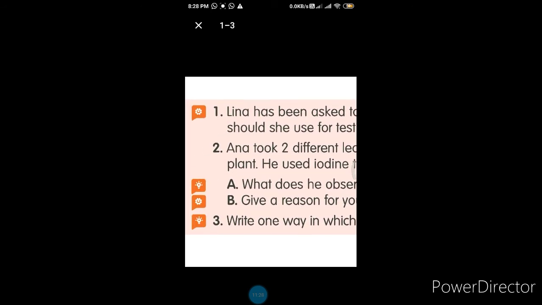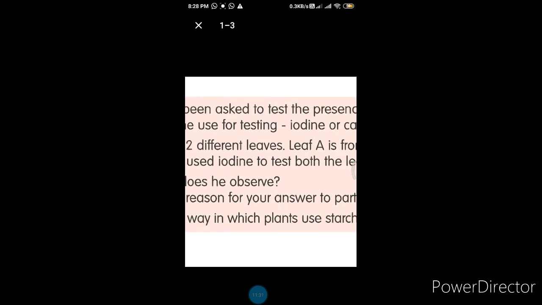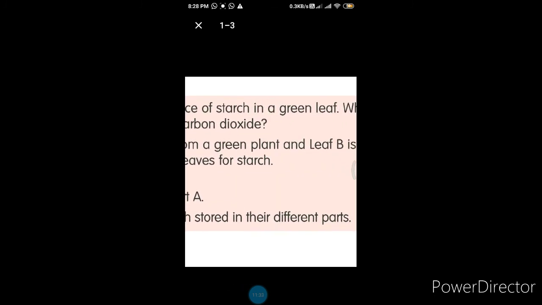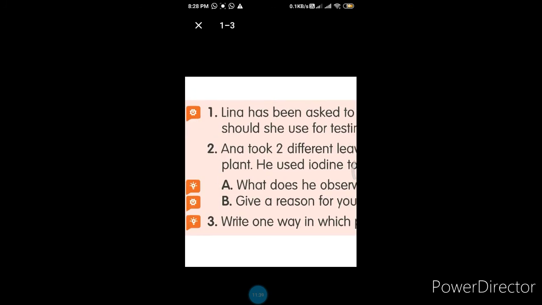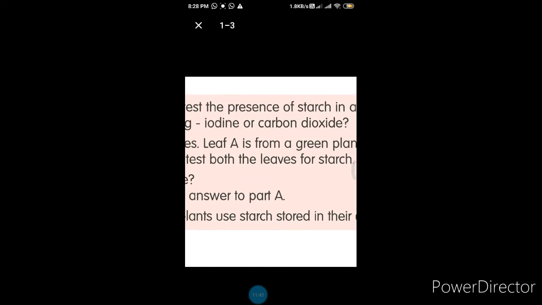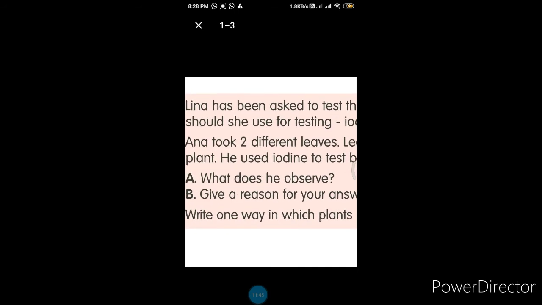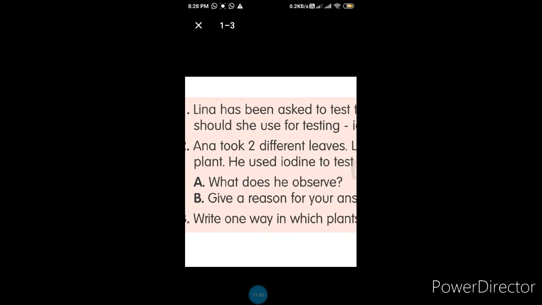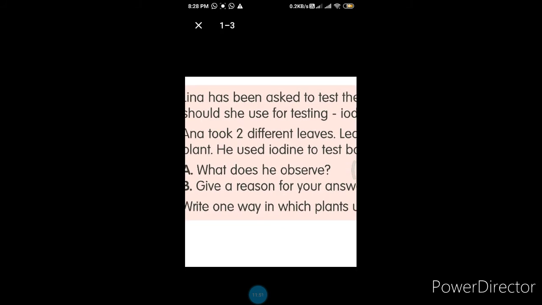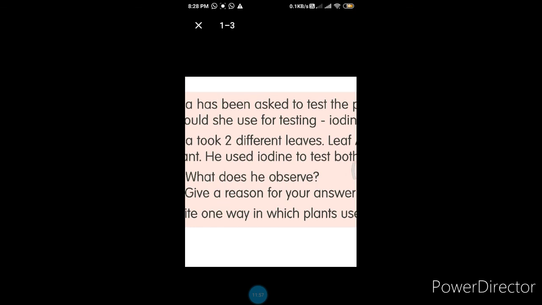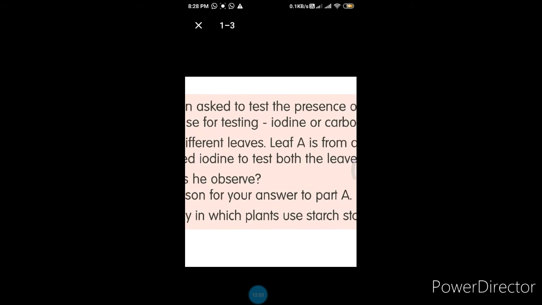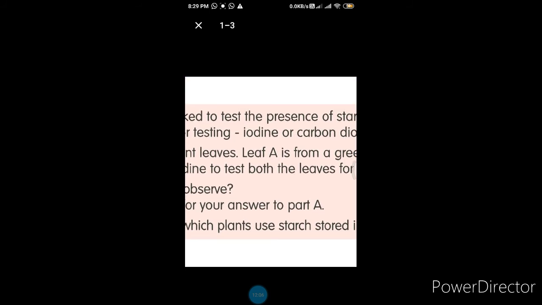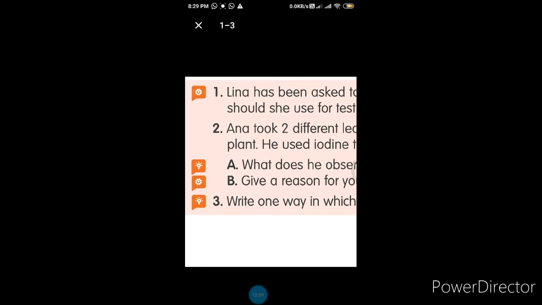You know very well. And Anna took two different leaves. Leaf A is from a green plant and B is from a non-green plant. He used iodine to test both the leaves for starch. Then what does he observe? Generally, the leaf which is green in color prepares the food. The one which is not green in color cannot prepare food. Give a reason for your answer. Because chlorophyll is compulsory to prepare the food. That you know very well, you understood by the photosynthesis process, right?